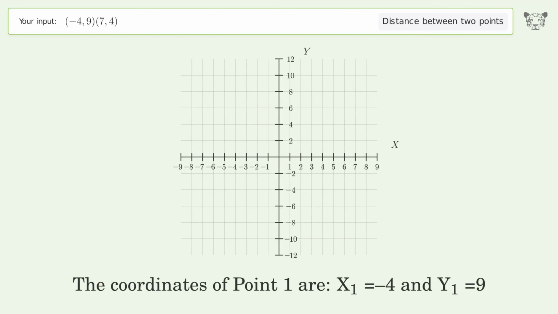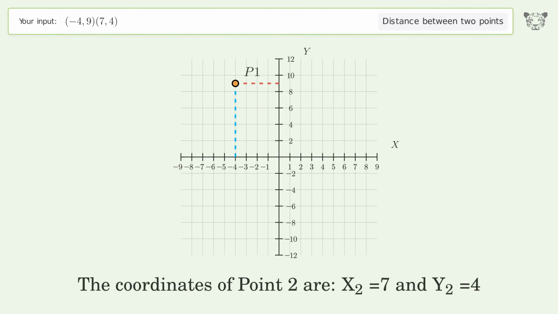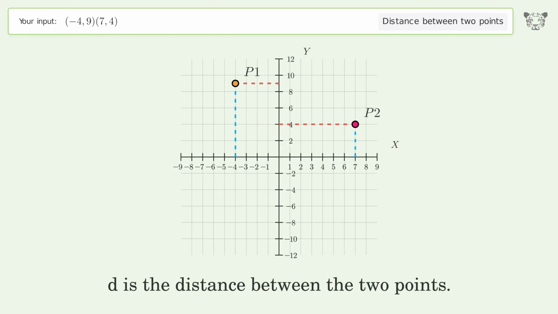The coordinates of point 1 are, x1 equals -4 and y1 equals 9. The coordinates of point 2 are, x2 equals 7 and y2 equals 4. D is the distance between the 2 points.